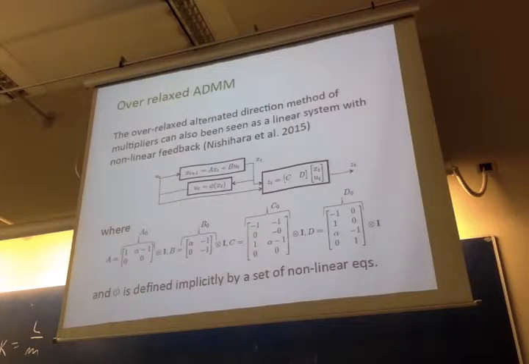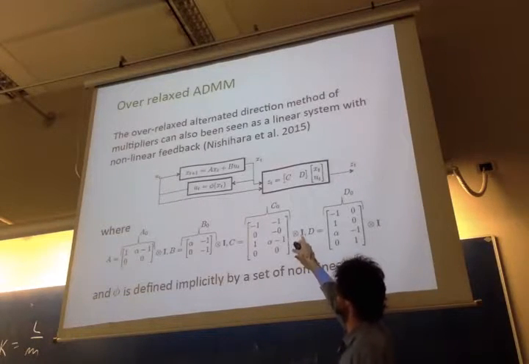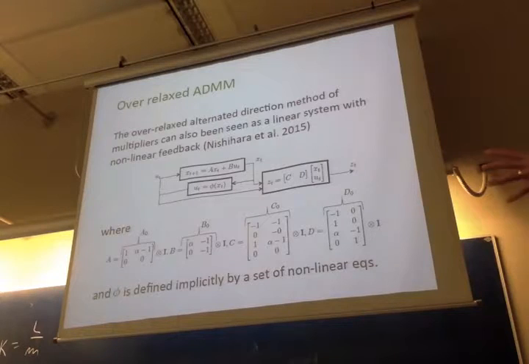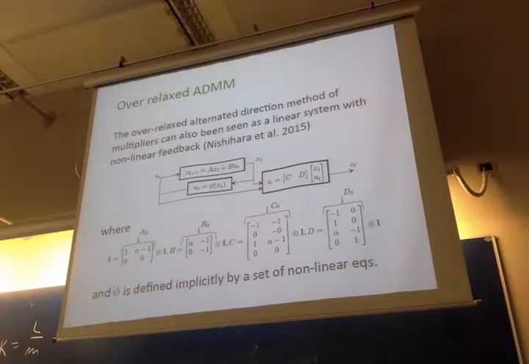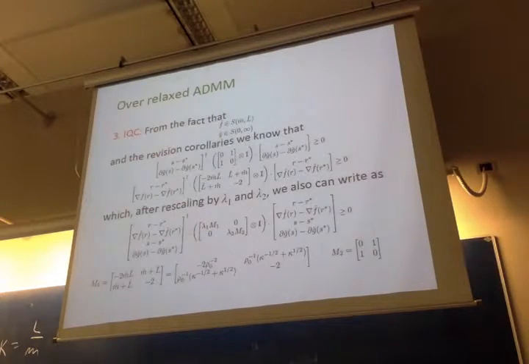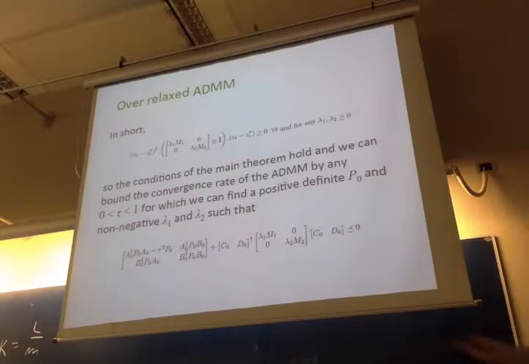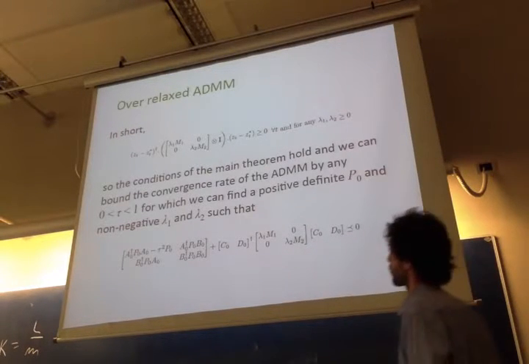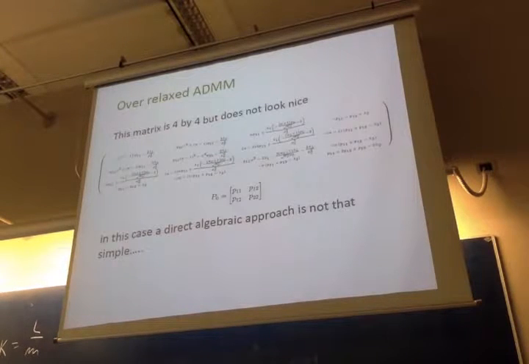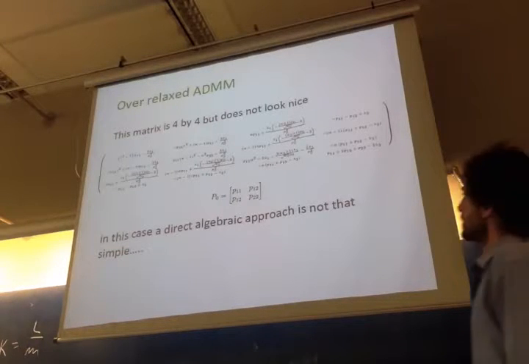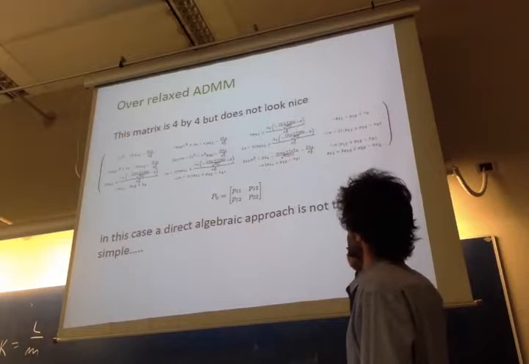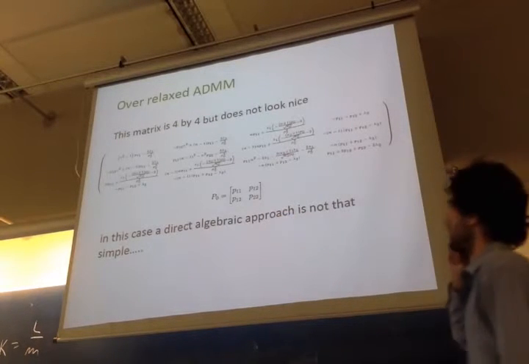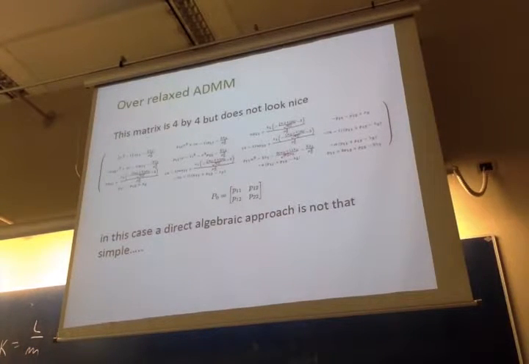And here I'm taking into account that all the matrices are tensored with an identity, so actually this matrix, which would be very large, can be reduced to a fairly small matrix. In this case, it would be seen after we do the calculation, this is a 4 by 4 matrix. Now, this 4 by 4 matrix is not that big, but it doesn't look nice. There's a lot of stuff inside. And we want to find, as I said, a P0 that is positive definite, and lambda 1, lambda 2 that are positive, such that this matrix here is negative definite.